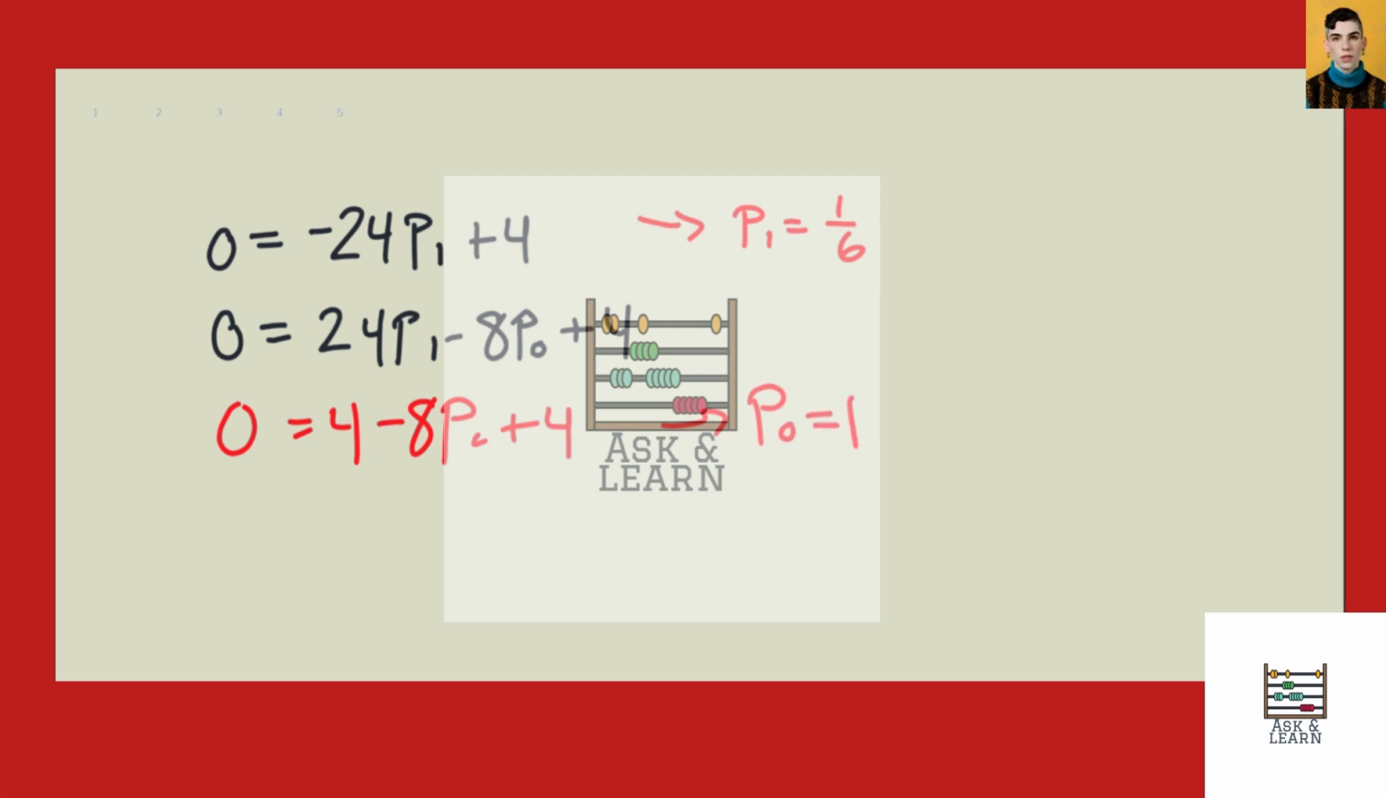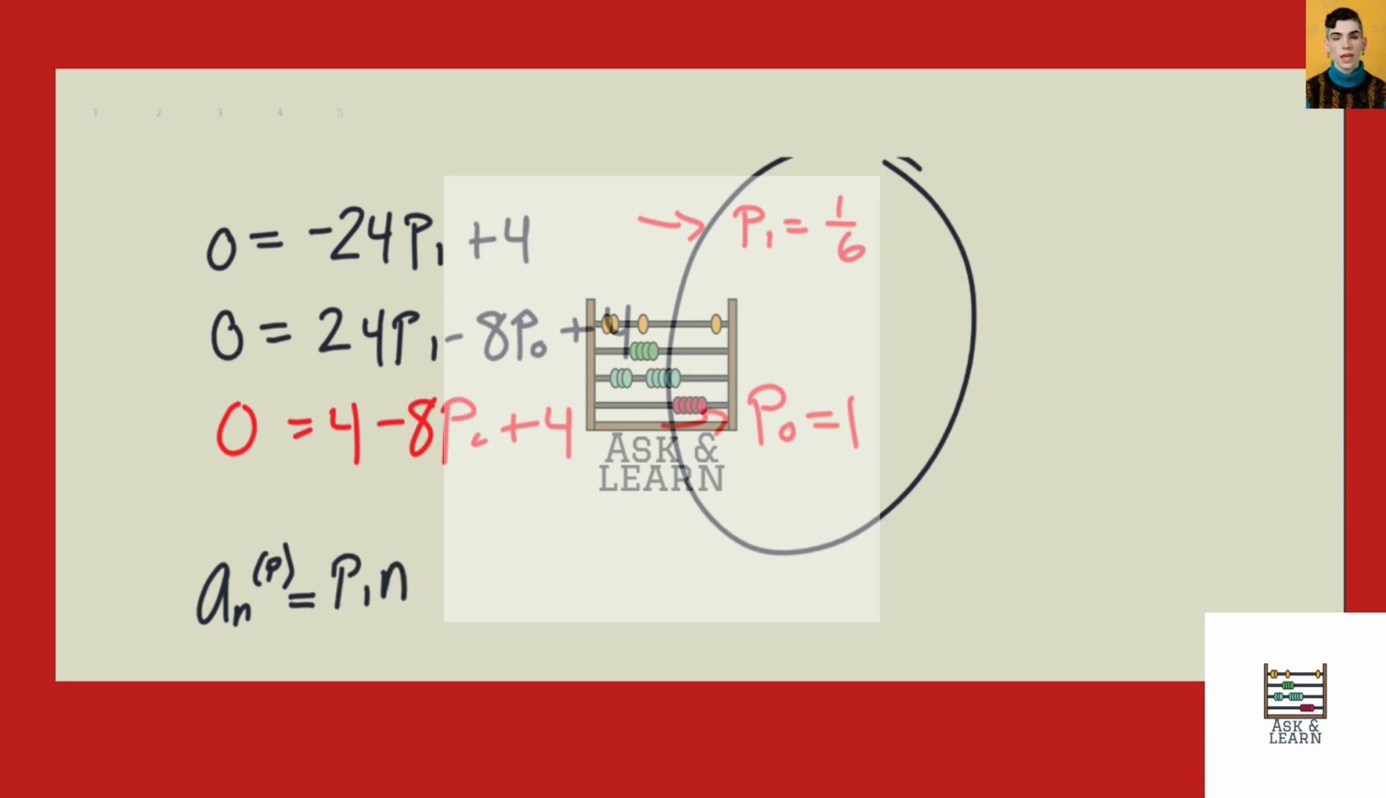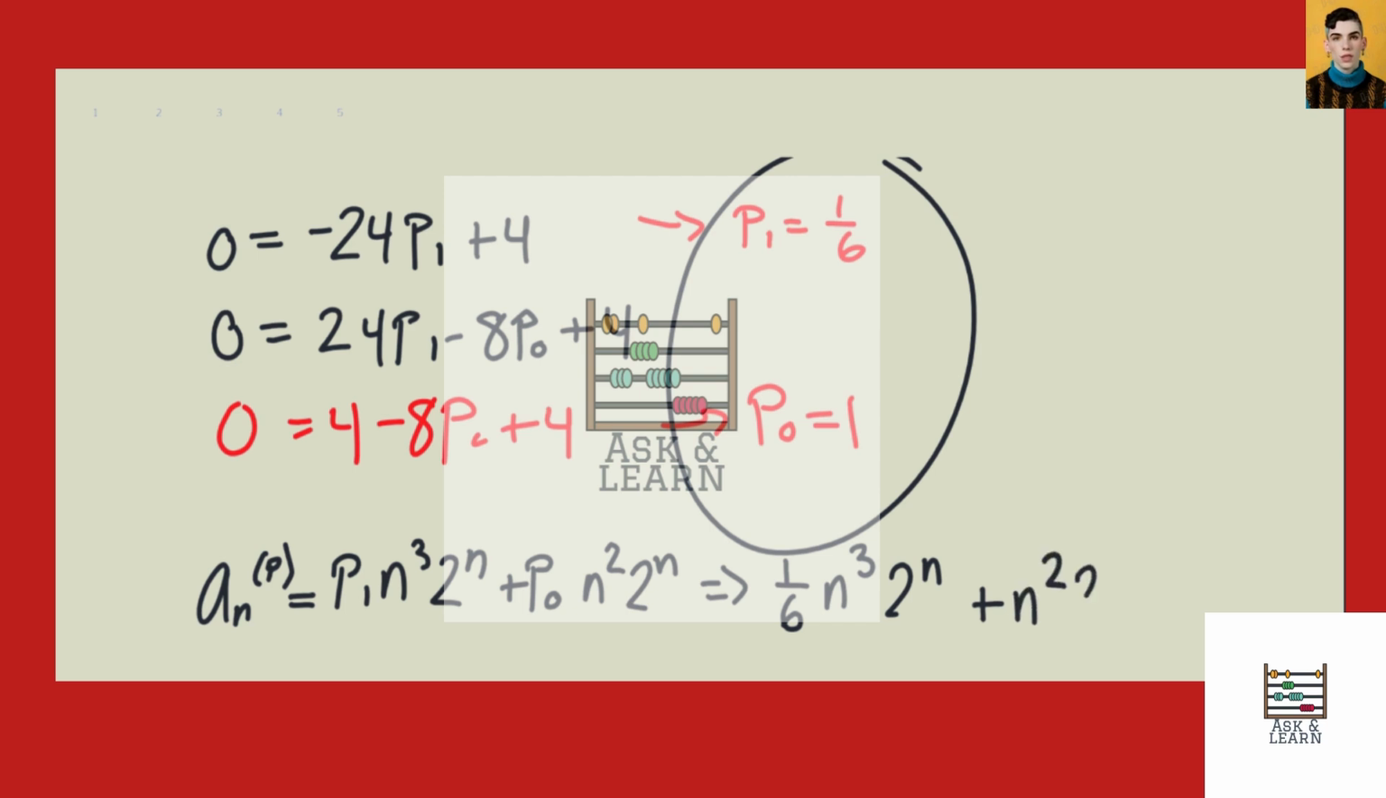And so we can use that to determine our particular solution. So if we put these values into our particular solution, which was of the form p1 times n cubed times 2 to the power of n plus p naught times n squared times 2 to the power of n, we then get 1/6 times n cubed times 2 to the power of n plus n squared times 2 to the power of n.